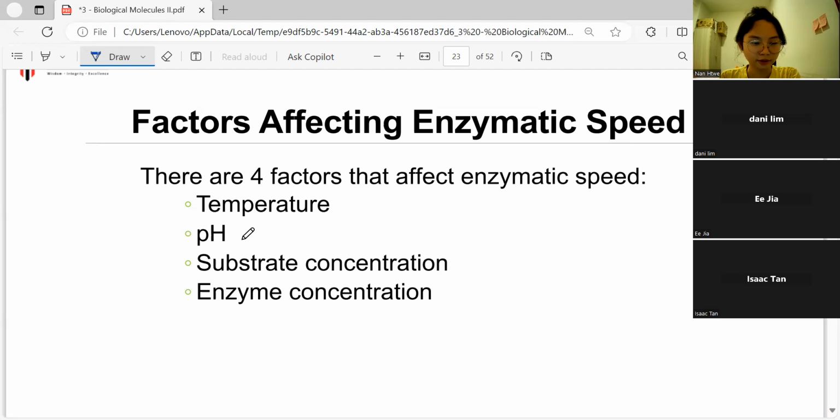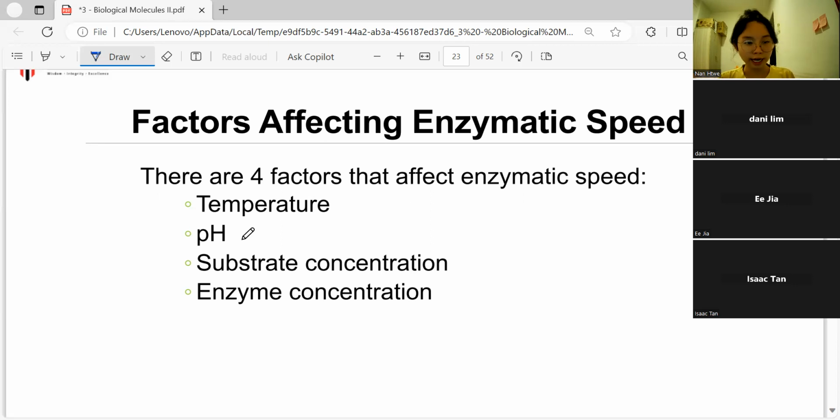Because some enzymes are produced in acidic conditions, like the stomach enzyme, pepsin, I think. Yeah, some work in the small intestine. Right, that is also true. It depends on different types of enzyme. Some enzymes can work better in acidic condition, and some enzymes can work better in basic condition. But let's just talk about normal condition right now.